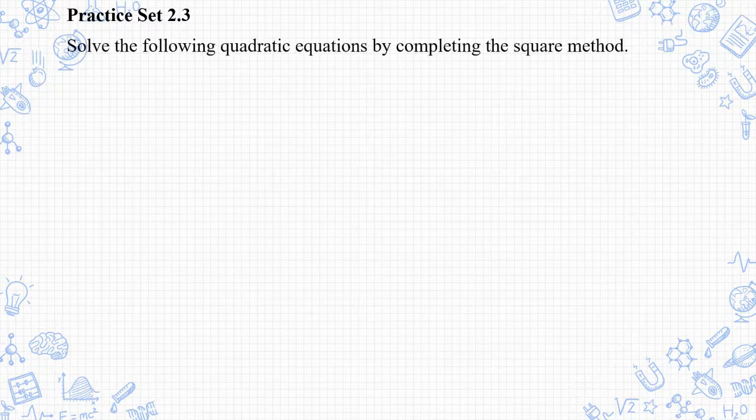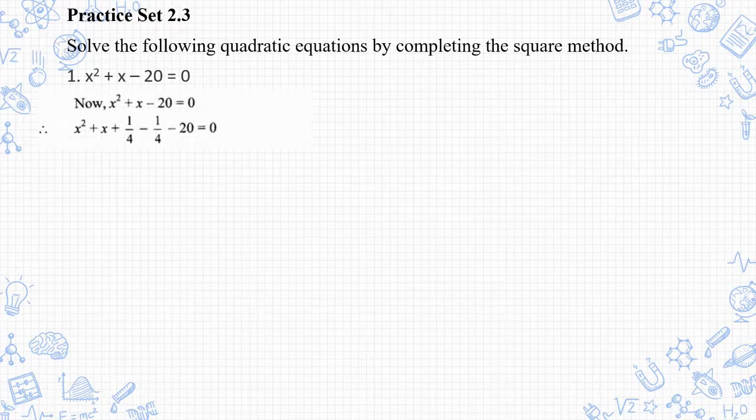We'll start by solving sums of practice set 2.3. Solve the following quadratic equation by completing the square method. The first sum is x squared plus x minus 20 equal to 0.